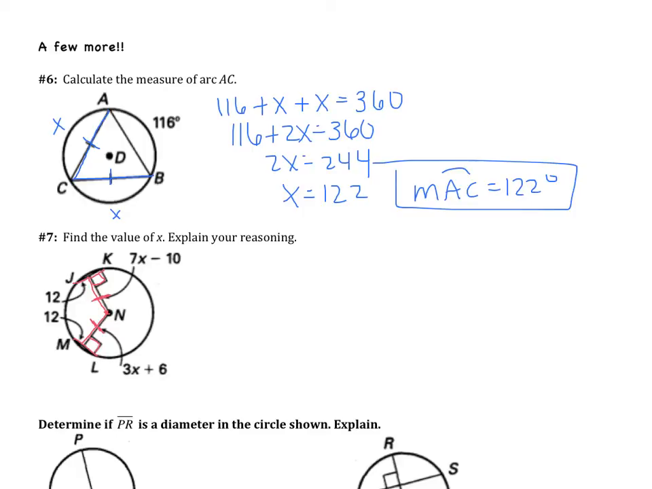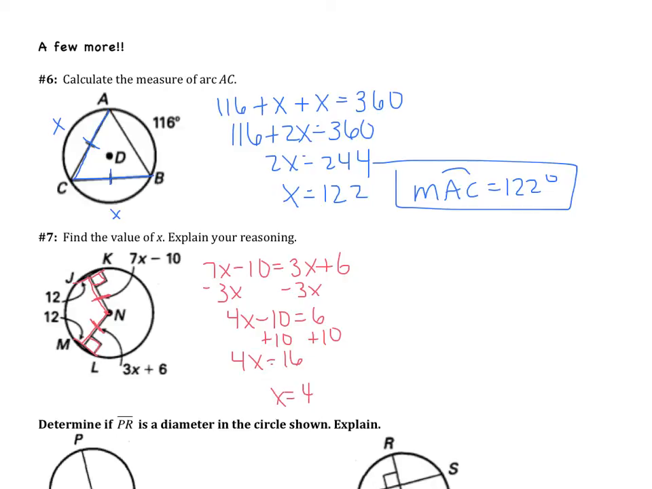Congruent chords, same distance. So I have 7x minus 10 equals 3x plus 6. Subtracting 3x, I get 4x minus 10 equals 6. If I add 10, I get 4x equals 16 and x equals 4. So that was the first part of the question, find the value of x. We have to explain our reasoning also. So we have congruent chords, and we know that they are equidistant from the center of the circle.